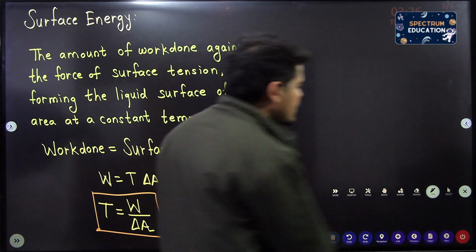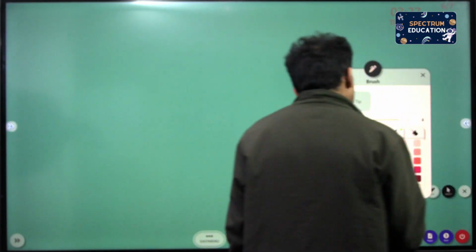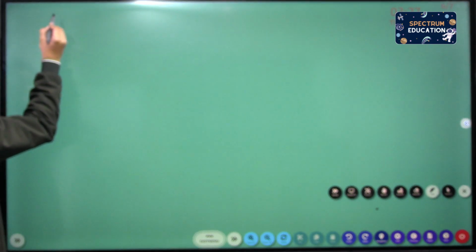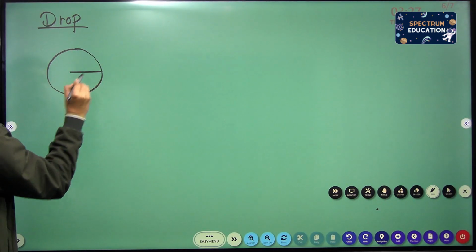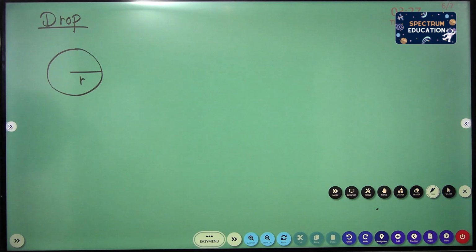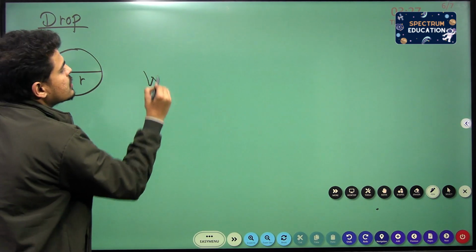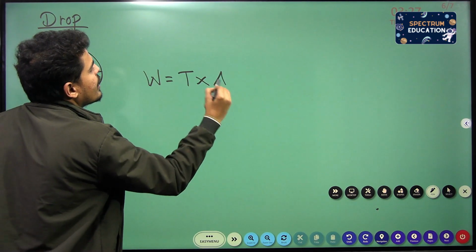If suppose I have taken some example, that example I will repeat in next session also, but for the case let us take some example. Consider some drop. So you have this drop and drop has a radius r. So work done is what? So work done is surface tension into area.